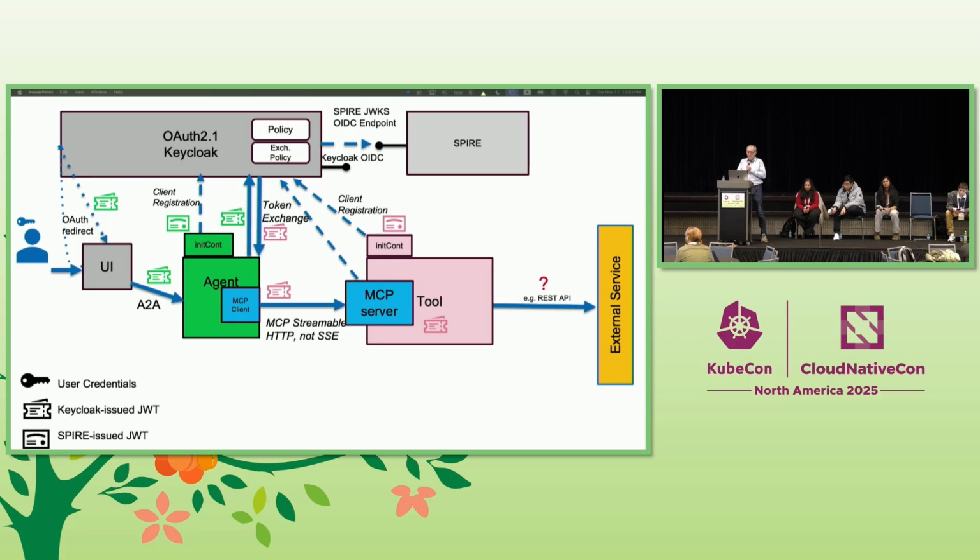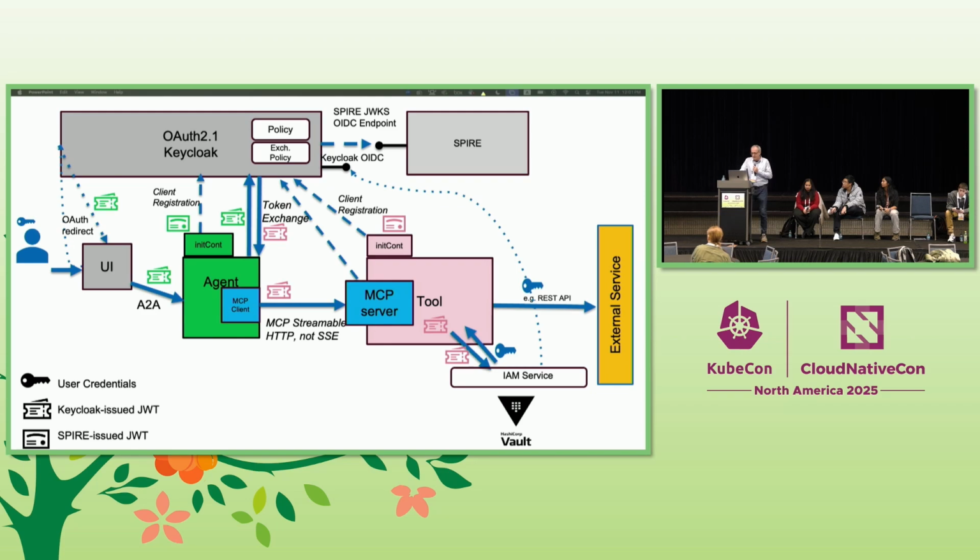So now the tool can validate this token, and if everything is good, it can use this token to access the external service. But wait, can the tool use this token to access the external service? Well, sometimes it can. But in most cases, when this is a third-party service, or if this is a legacy application, it has no idea what this token really means. So in this case, we stand up Vault. That's the Vault pattern that was discussed earlier.